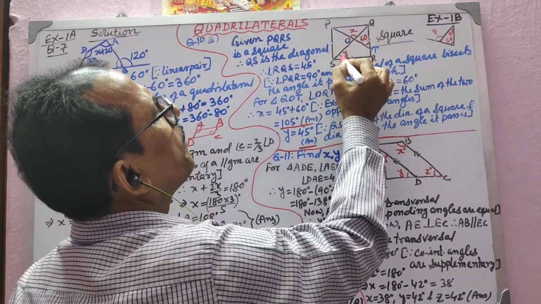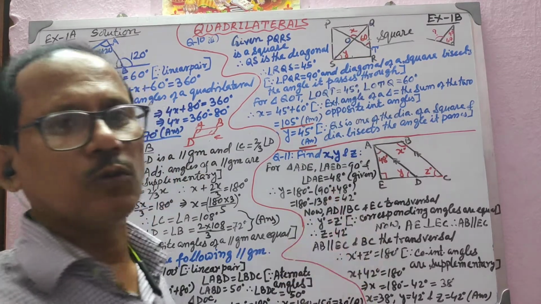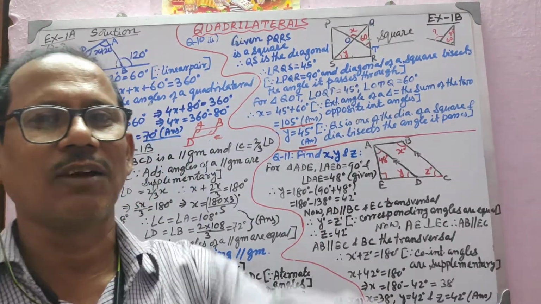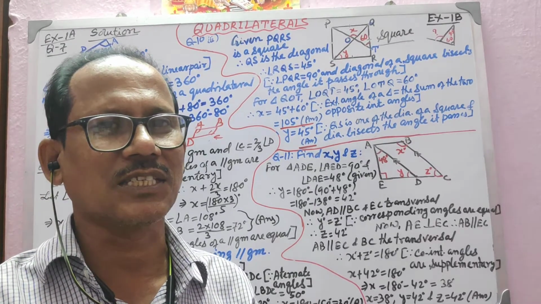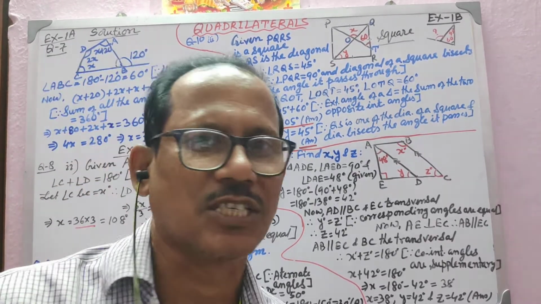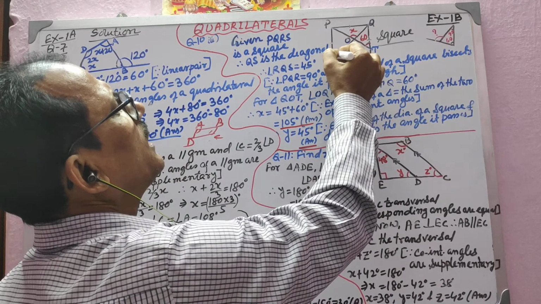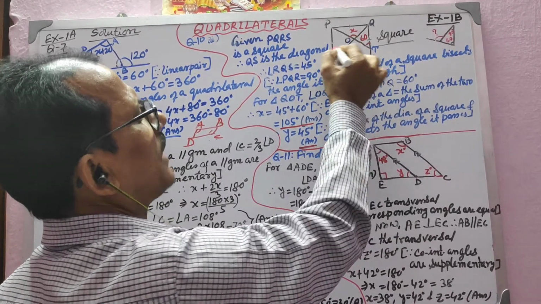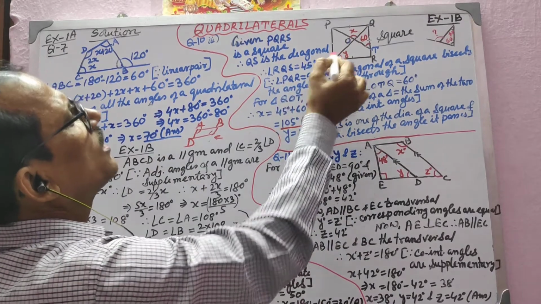But this diagonal makes the angle 90 divided by 2, 45 degrees. So y will definitely be 45 degrees, isn't it? Because the diagonal of a square bisects the angle through which it passes. So it will definitely bisect the angle PSR, 90 divided by 2. Therefore, that is only y.